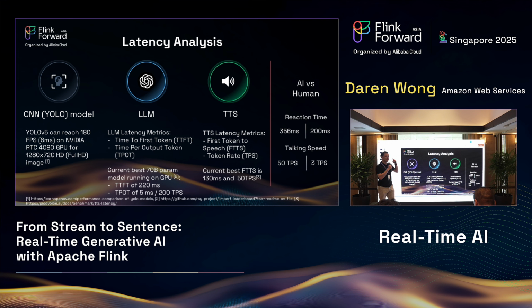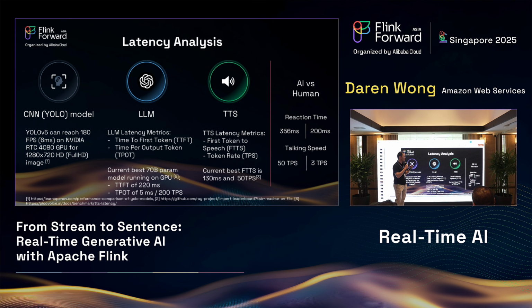And next, we have the LLM. To understand its latency, we need to look at 2 metrics. The first one is time to first token, or TTFT. What this means is the time taken from when the LLM receives the prompt to when the first token is generated. The time it takes to generate the first token. Or you can think of it as the human response time as well, from the time it receives the image to when it produces the first word.